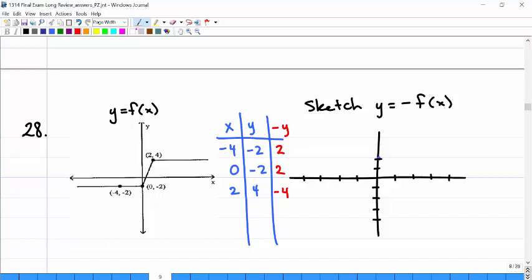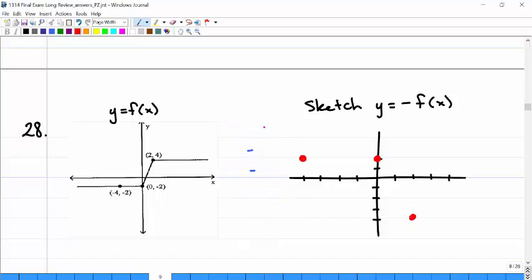So my first point is going to be -4, 2, right here. My second point is going to be 0, 2. So I have 0, 2 right here. My third point is going to be 2, -4. So getting all of this out of the way, my graph is going to look like this.